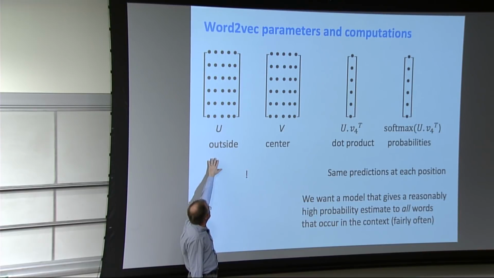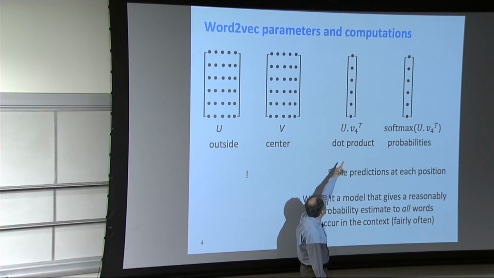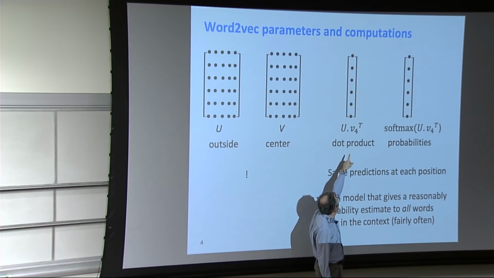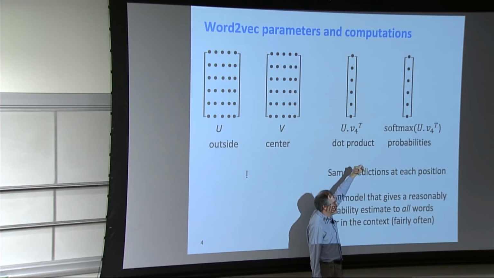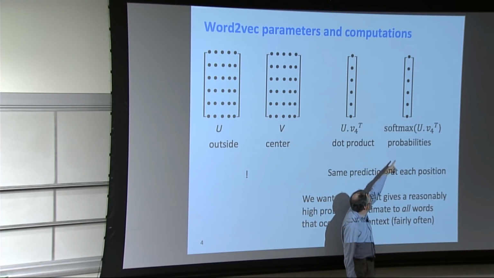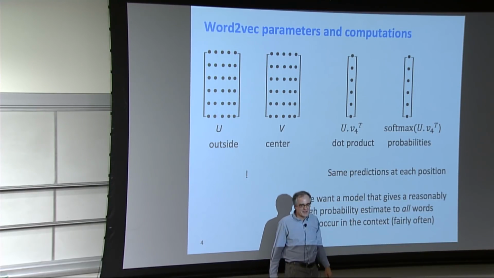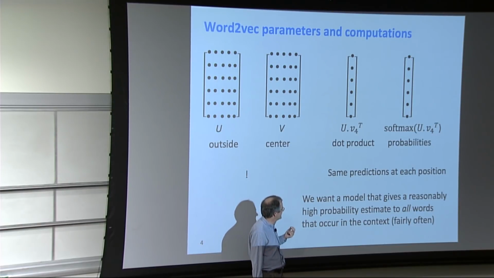Then we have this outside matrix where we also have a second vector for each word, which is this representation in context. So when we have a particular center word here, word 4, when we're doing our computations, we're taking a dot product between v4 and each row of U, and that's giving us a vector of dot product scores. After that, we run softmax on each of those numbers, element-wise, and that's giving us a probability distribution over words in the context.